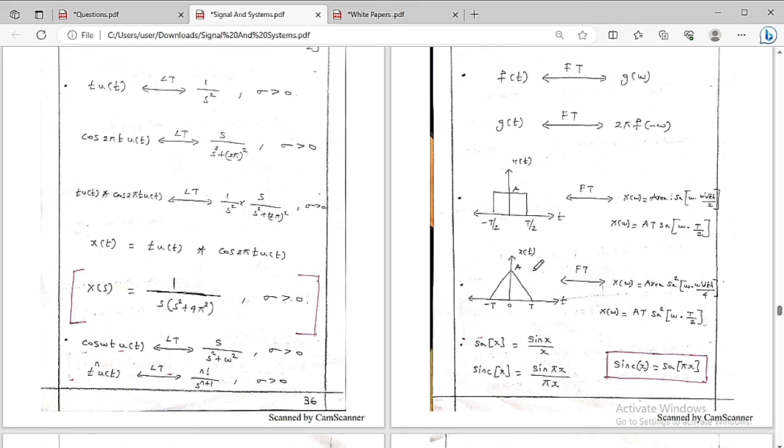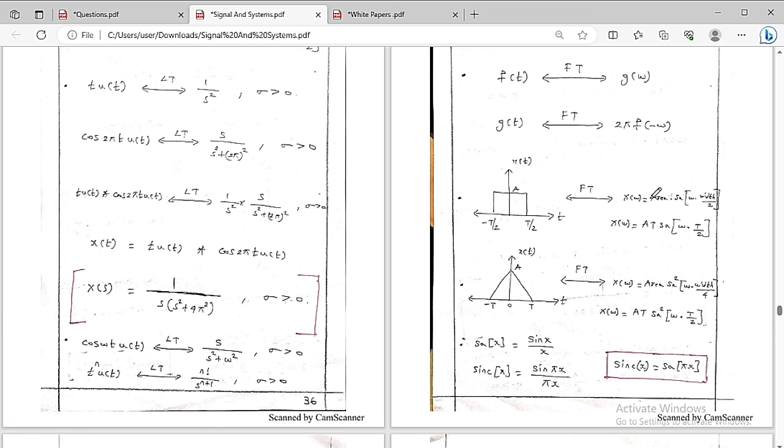Suppose you take a triangular pulse in the time domain, then what is the corresponding Fourier transform? Here the width is 2T and the amplitude is A. X of omega is equal to, here the formula is area into Sa squared of omega into width by 4. What is the area? Half into base into height. So half into base 2T into height A. The 2 cancels, and we get A T. Sa squared of omega into width 2T by 4, which is T by 2. So A T into Sa squared of omega T by 2.